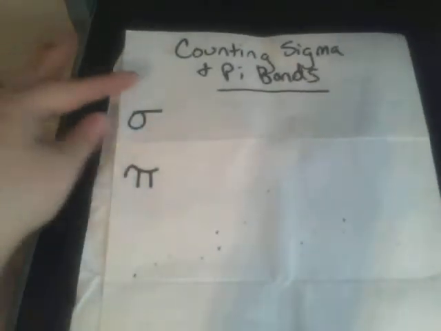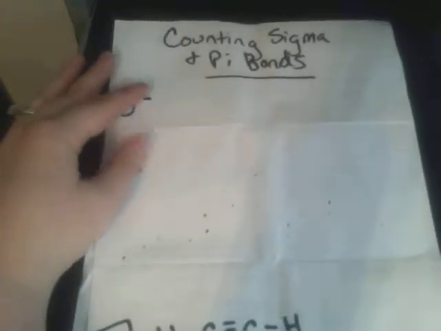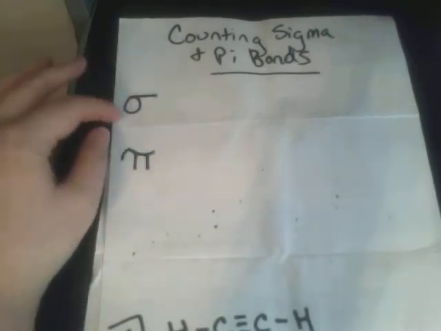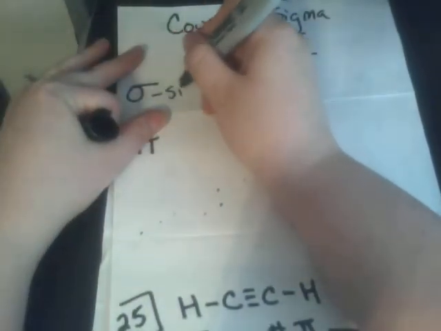Hello guys, so we're going to do a real quick lesson. This one shouldn't be super long. We're going to learn how to count and differentiate between sigma and pi. So sigma is this symbol. So this is really sigma.